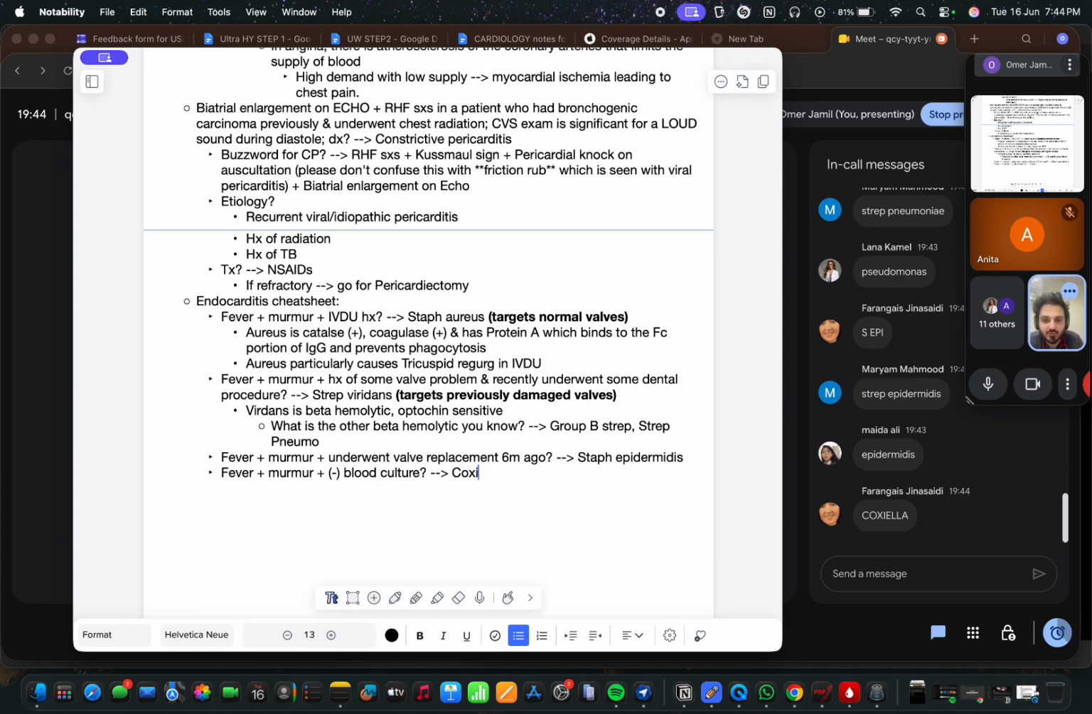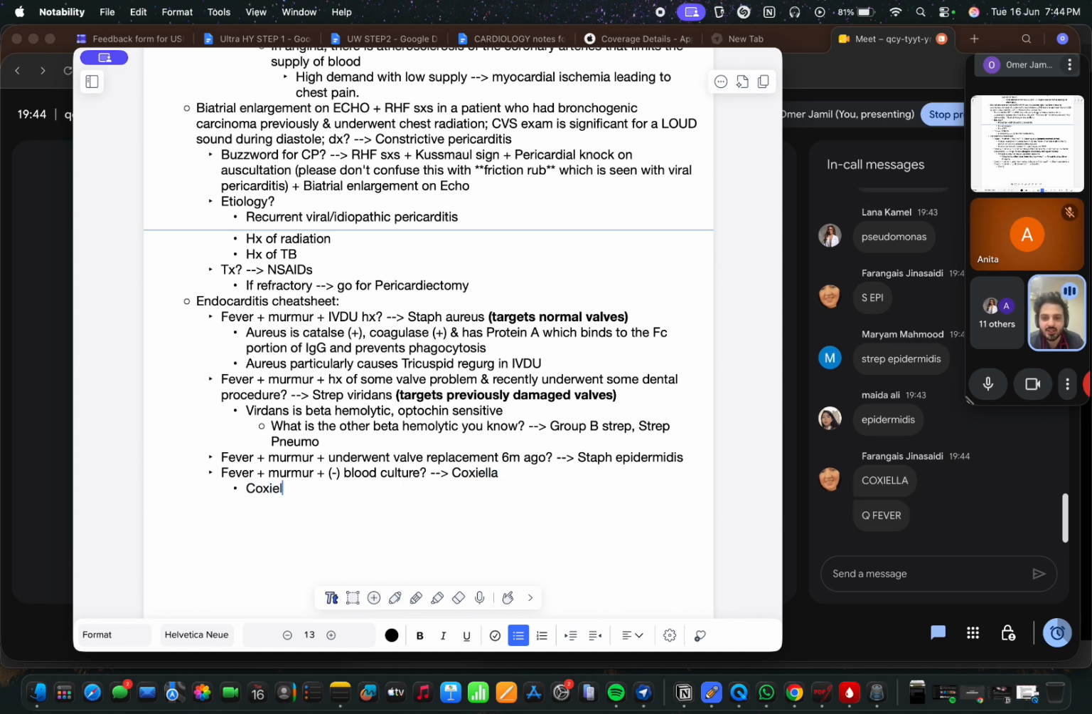Coxiella, very good, Coxiella. Okay, so I remember the buzzword for Coxiella: hepatitis plus pneumonia plus no rash in a patient who deals with farm animals. Okay.